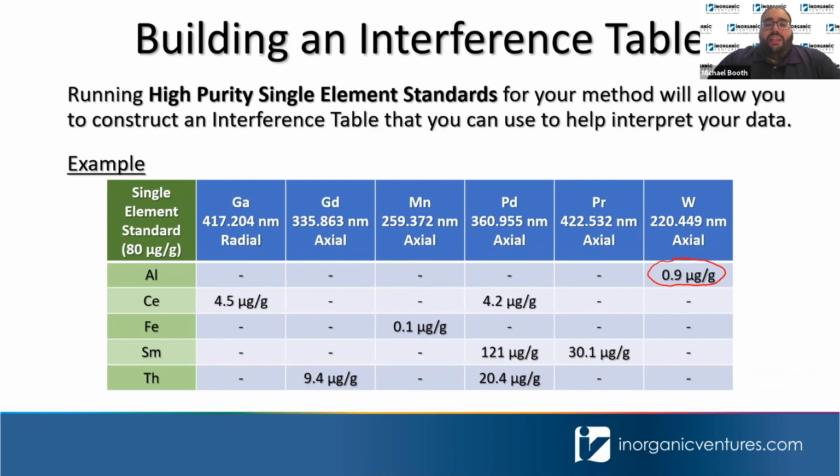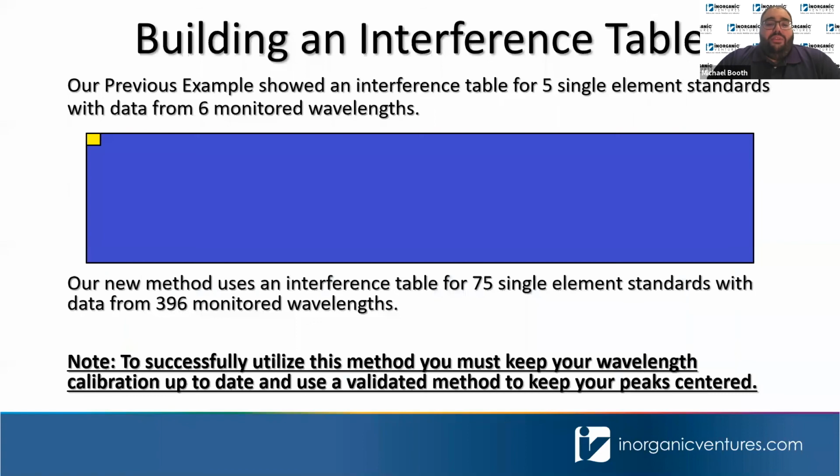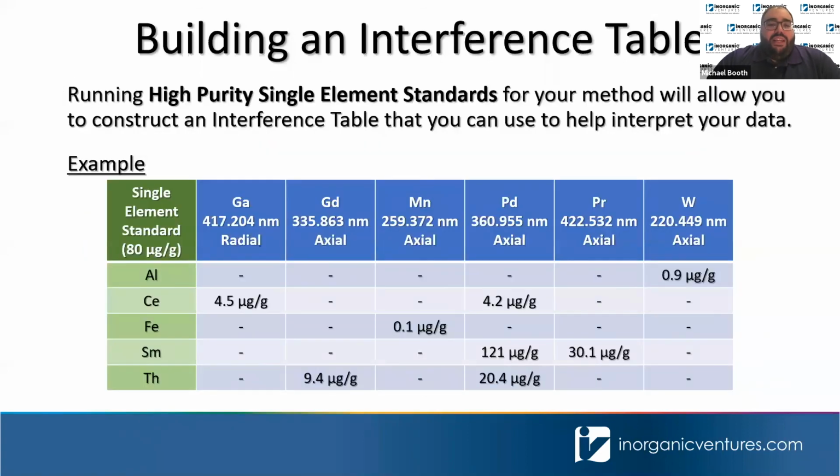So we put this together for all of the single element standards, so all 69 elements, and all of the lines that we're going to use. I forget exactly how many lines we're using. It'll be detailed on the next slide, but as you can see, it's a lot of data that we put together. And as you look through this, the next example is cerium.